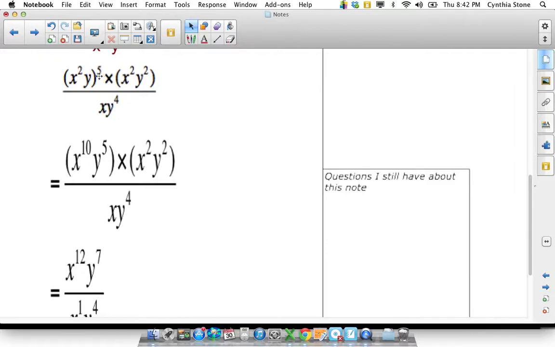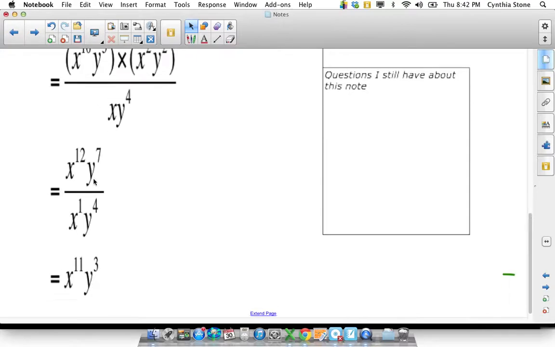So the power rule says that I'm distributing the 5 through, it's right here. So now I've got x to the 10, which is 2 times 5, and y to the 5, because that's y to the 1 times 5, which is what I've done right here. Okay, and I have my times, and I have x squared y squared, so this hasn't changed. All I've done is take care of this part.